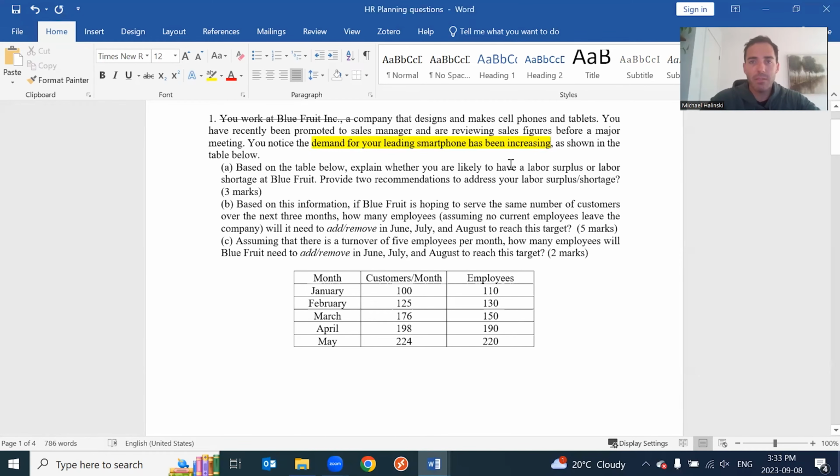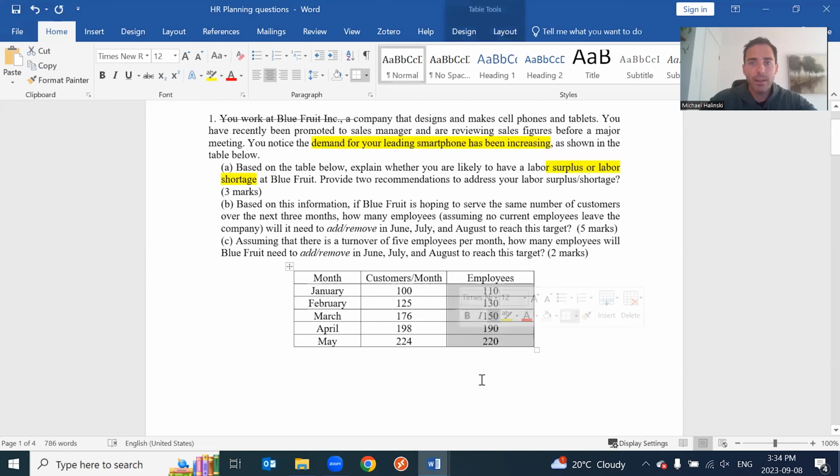The first one is to figure out whether you're talking about a labor shortage or a surplus. That's the big thing. So first, this is worth 3 marks. I'd probably say 1 mark for identifying shortage or surplus, 2 marks for identifying 2 recommendations. So first off, you look here. Shortage or surplus is all about your labor, so we don't really care about customers, we care about employees.